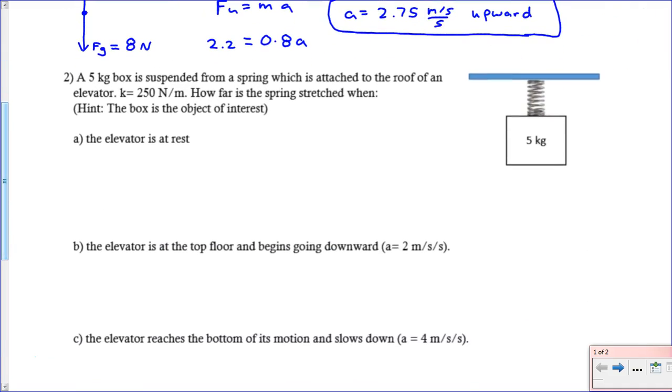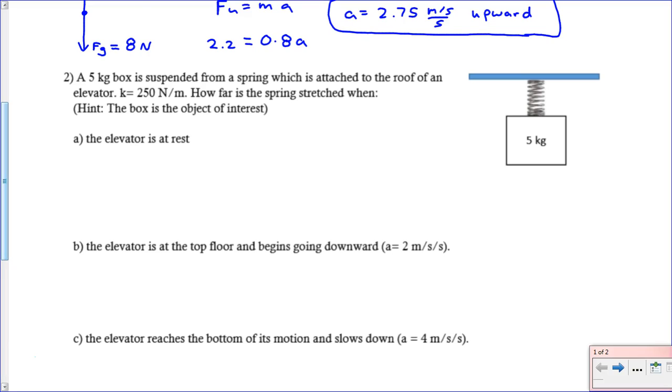Problem number 2, we have a box. This is kind of an interesting problem, but there's a box hanging from the ceiling of an elevator. It's attached to a spring. I know, not the most normal problem in the world, but we're going to try and use a bunch of these equations all at once, and it's another elevator problem, so I think it's helpful to practice those, and I just think it works for a lot of different things.